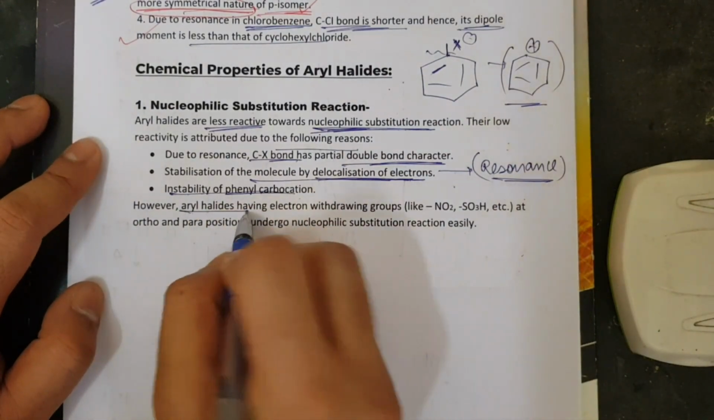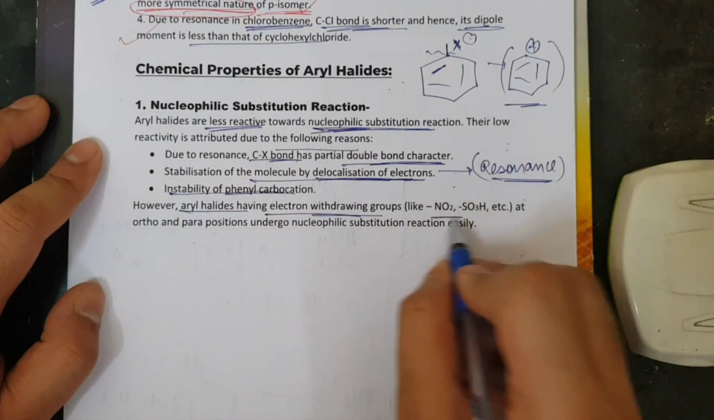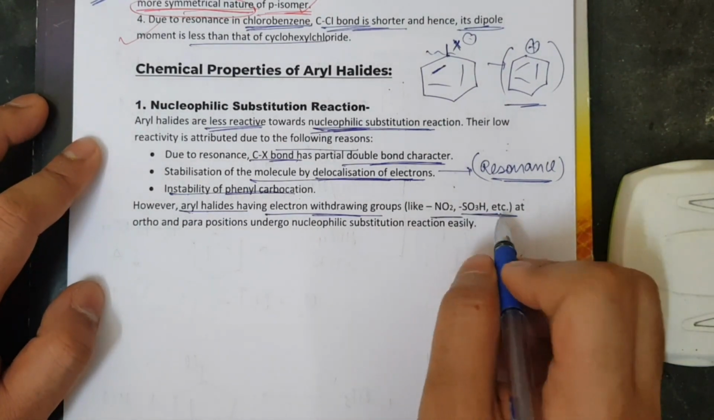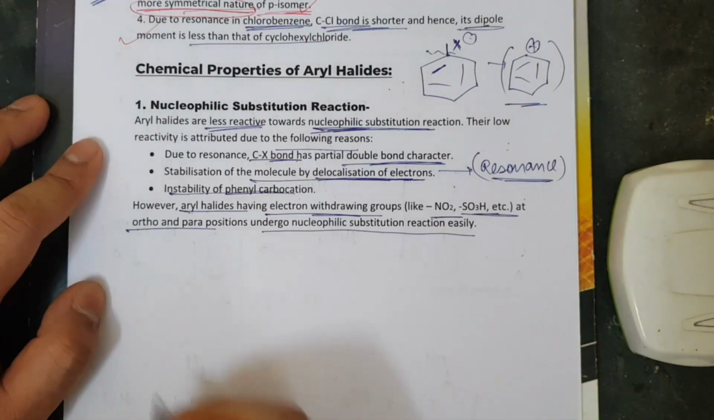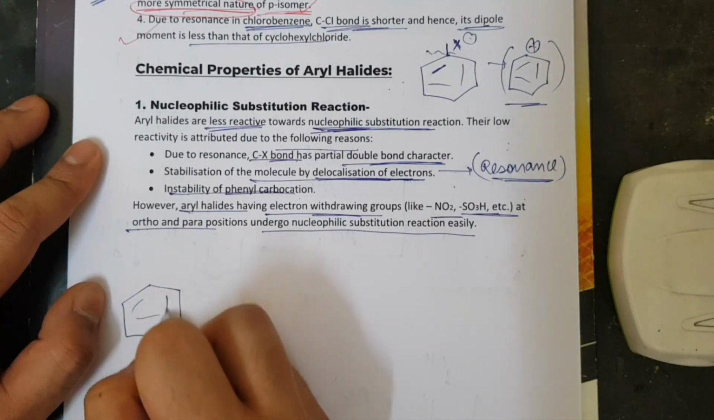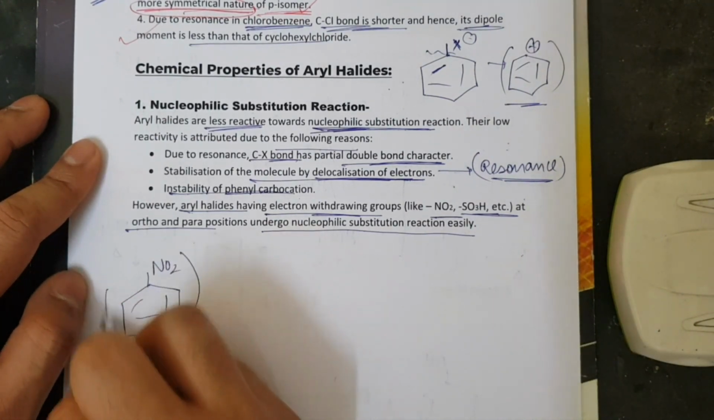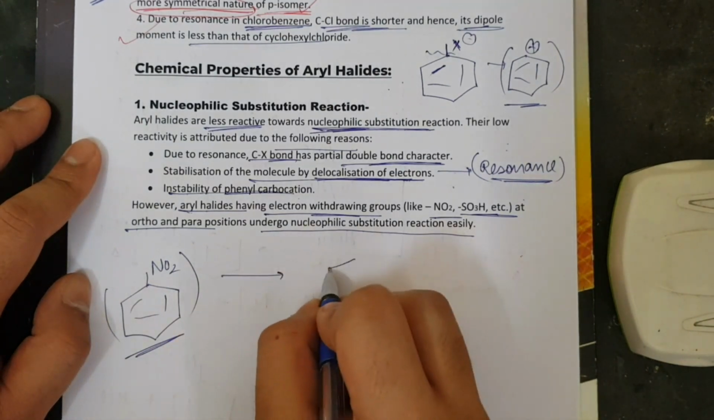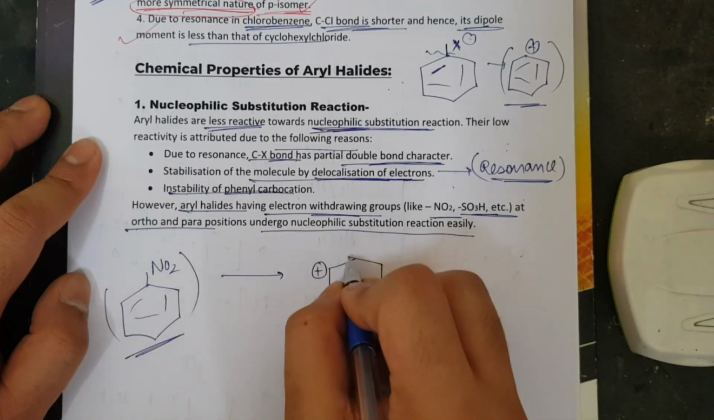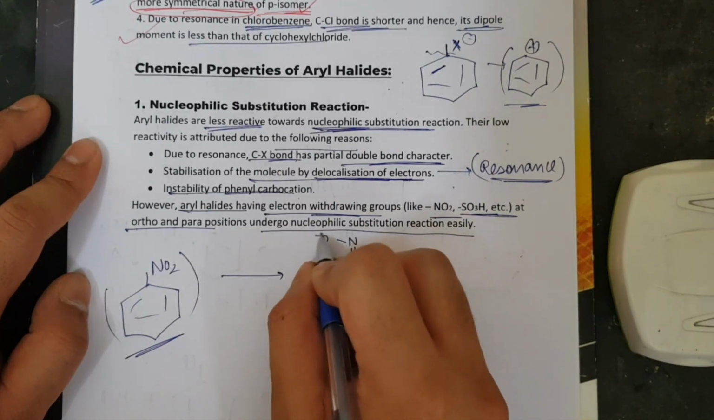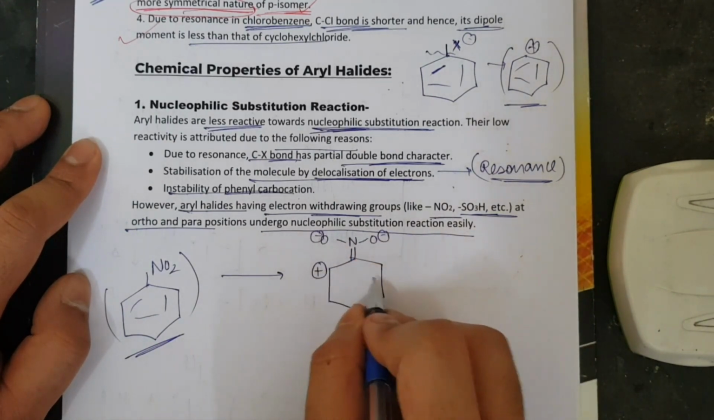However, the aryl halides having electron withdrawing groups like NO2, SO3H, etc. at the ortho and the para positions undergo nucleophilic reaction easily. Like for example, I have been given nitrobenzene. So if you make the resonance structure of nitrobenzene, let me draw one resonance structure for you. So it will become something like this, double bond O, this double bond N, O minus.